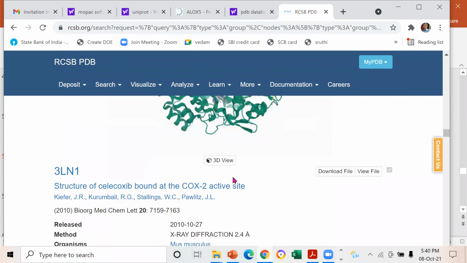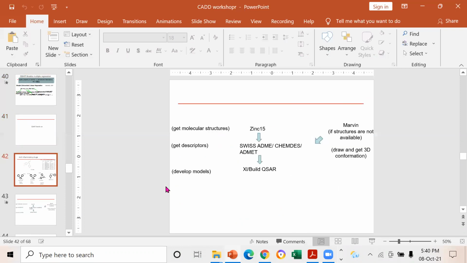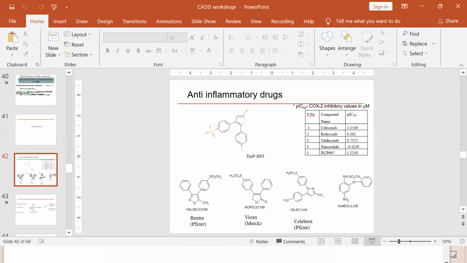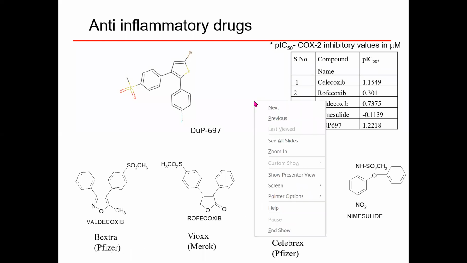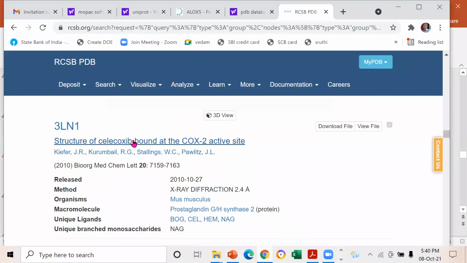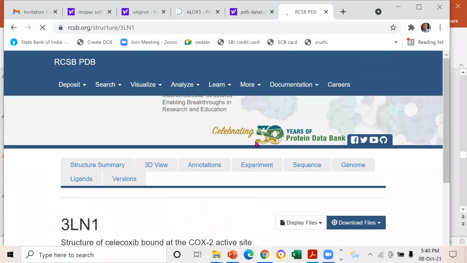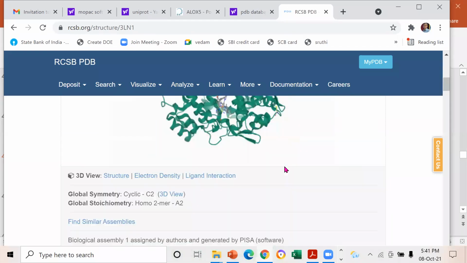You will have different types of celecoxib bound to COX2. You remember celecoxib, which we have been studying for the past 2 days. This is a commercial drug manufactured by Pfizer, and that's bound to COX2. So like that, you see a lot of the same protein in different forms. This is celecoxib bound to COX, I think.